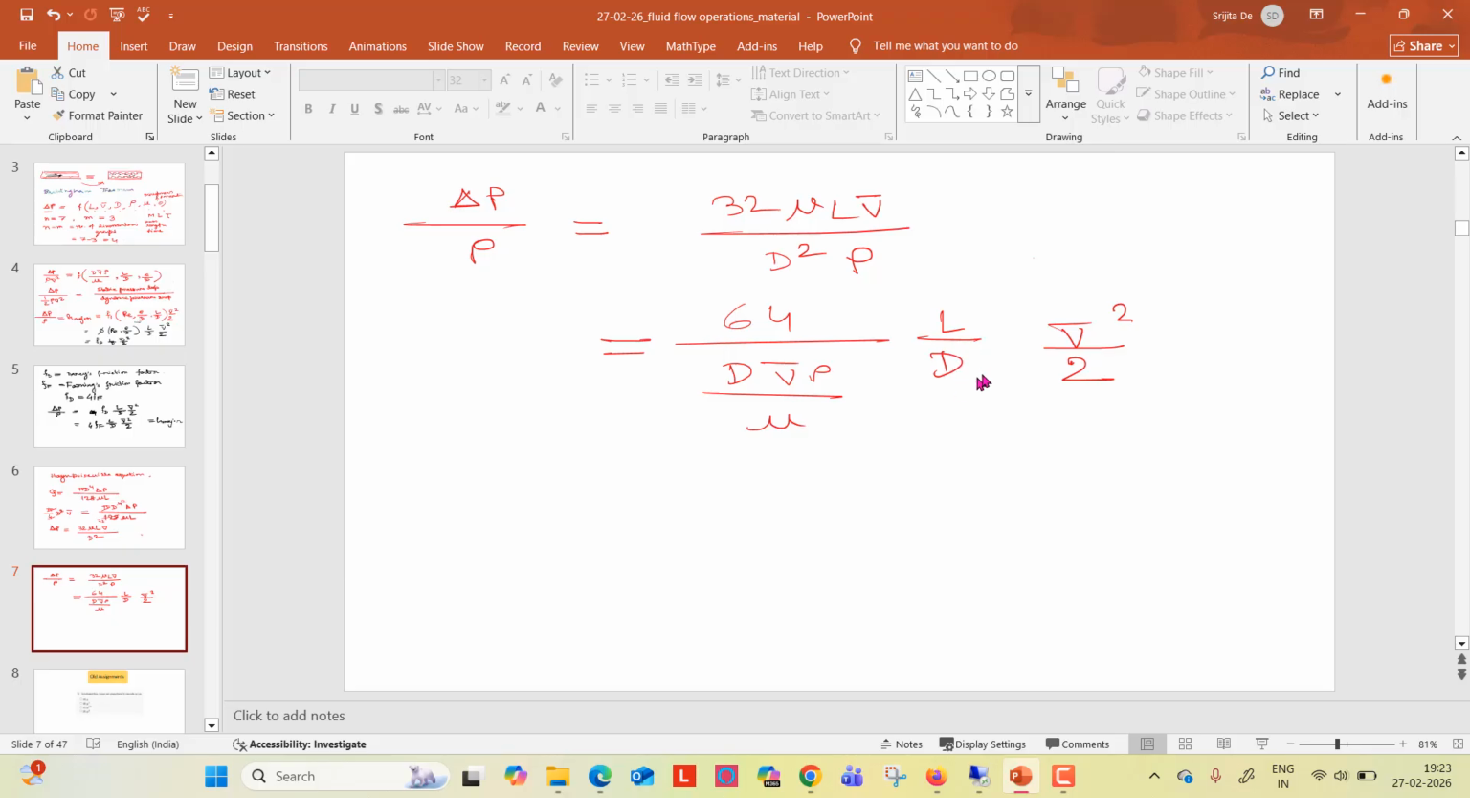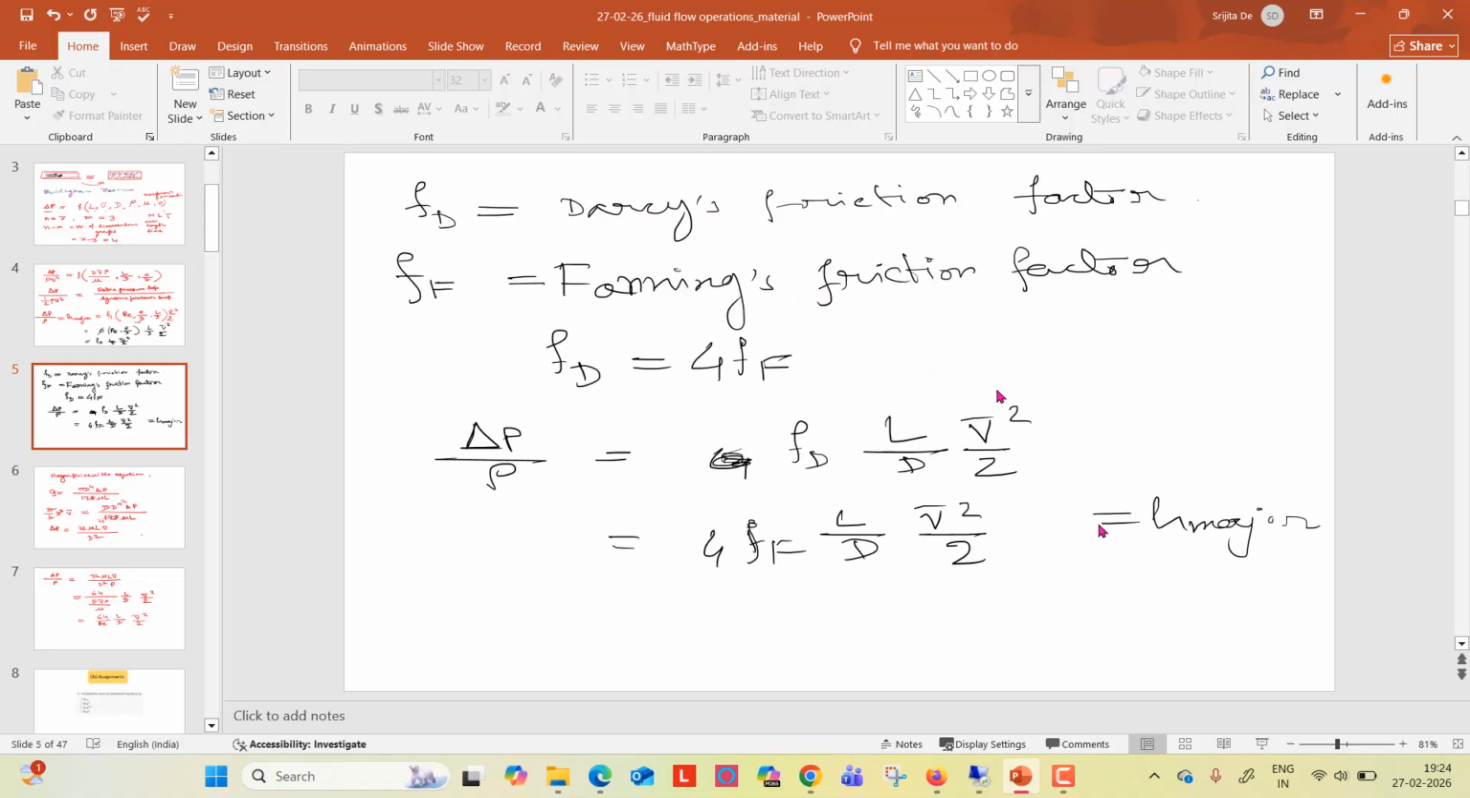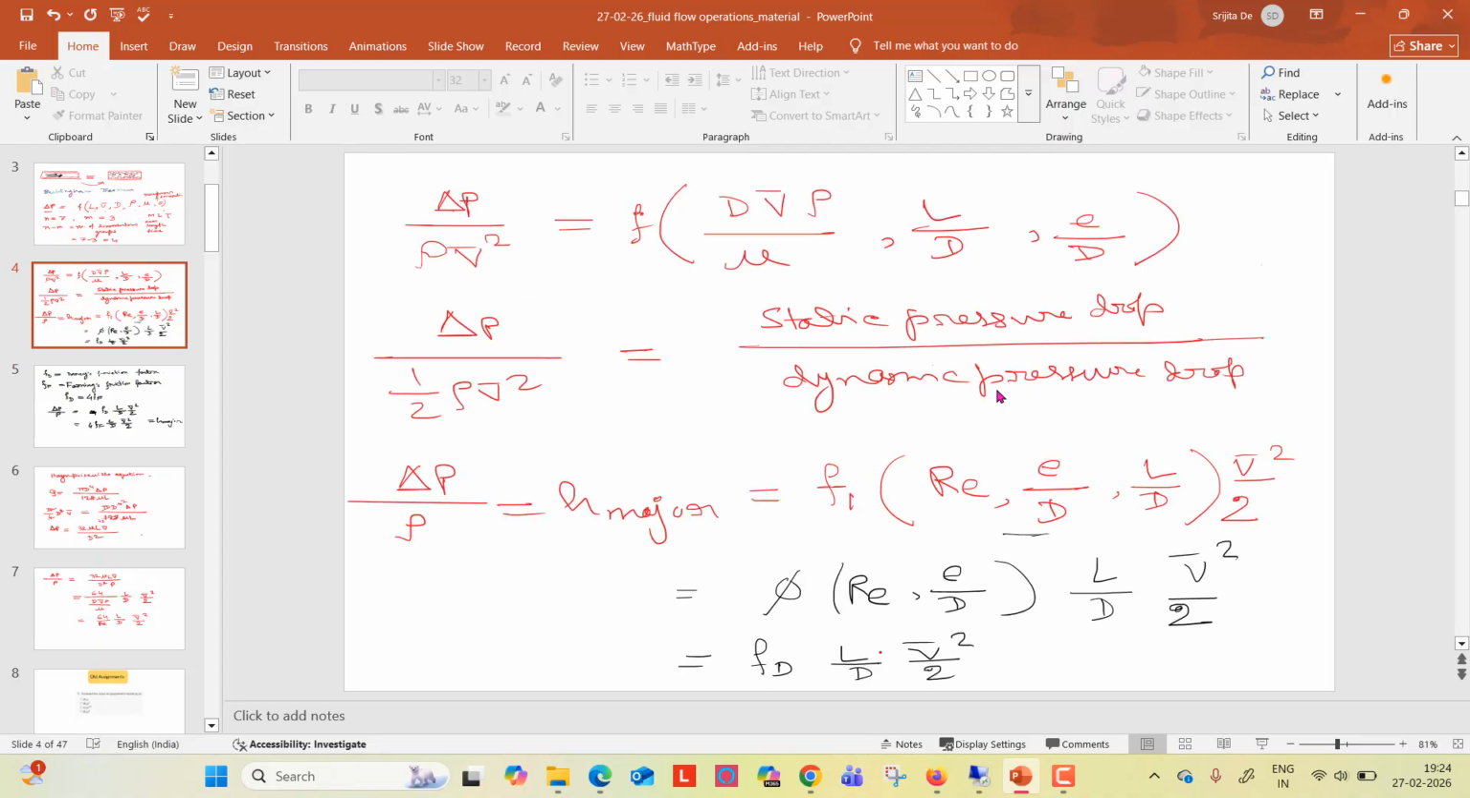If you want to write like this, as we are dividing this whole thing by 2, here it is coming 64. D has come here, V is in the bottom, and there is rho, and on the top mu is coming down. So this is a very known term, right? What is 64 by RE, L by D, V square by 2, right? Now if you compare with the major head loss term here, this is exactly the same, right?